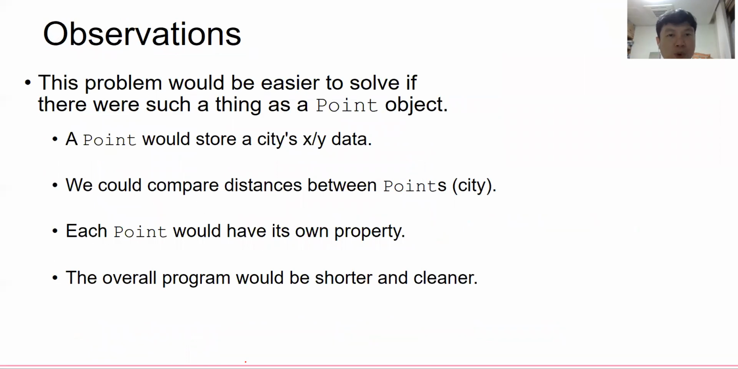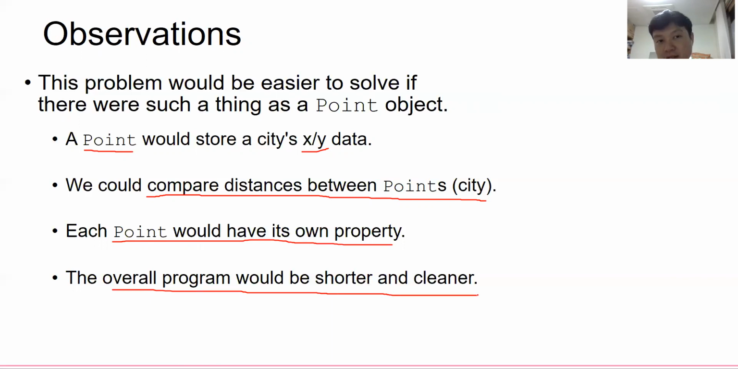Then if you observe this problem, it will be easier if there were such a thing as a point object. What is the object here? For example, I have a point, and it will store the x and y of the data. And then I would like to compare the distance between points. And every point will have its own property, so the program will be shorter and cleaner. So yeah, that's the idea of the object.